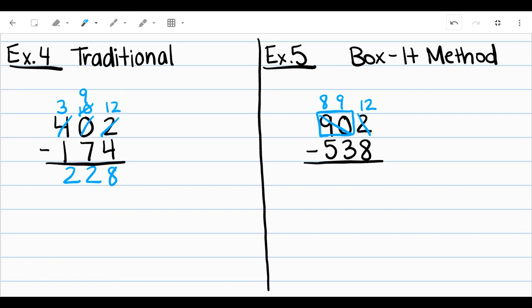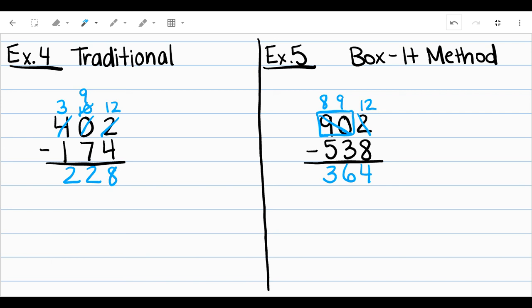So now I can do my problem. I have 12 minus 8, which equals 4. In the tens column, I have 9 minus 3, which equals 6. And then 8 minus 5, which equals 3. So my answer for this problem is 364.